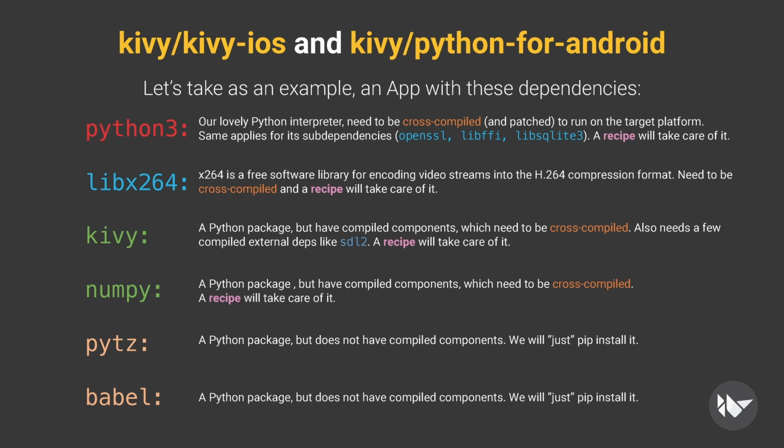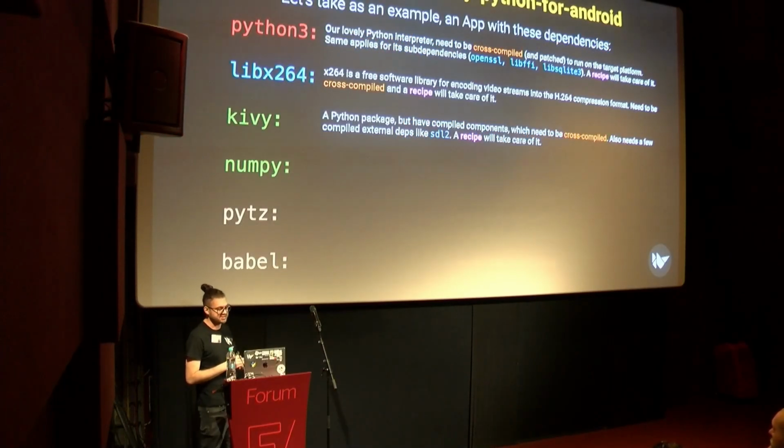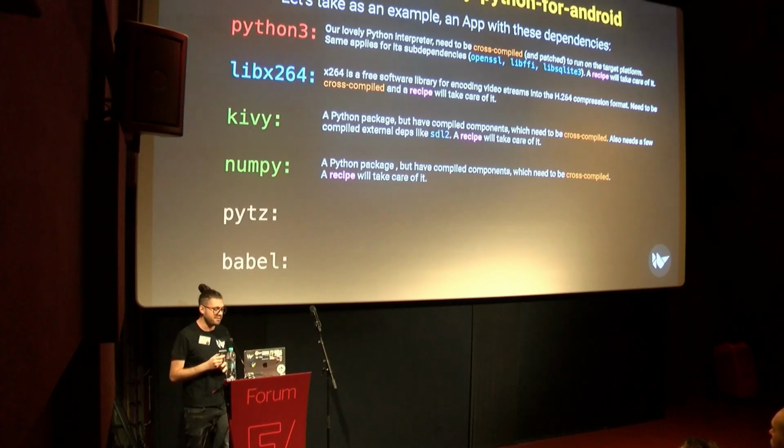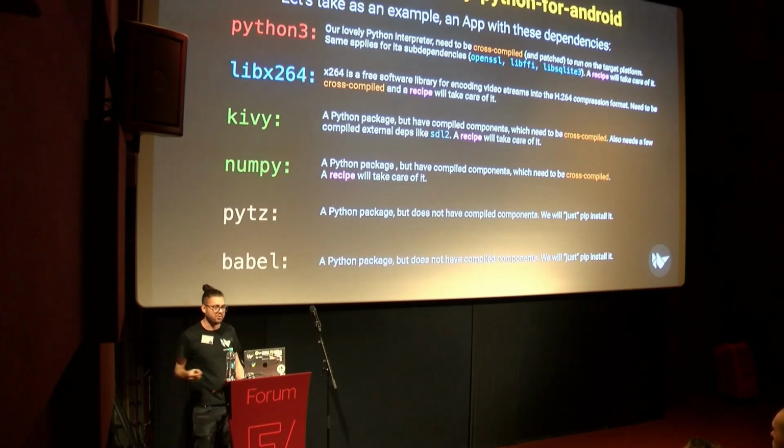Then we have libx264. x264 is a free software library for encoding video streams into the H.264 compression format. It needs to be cross-compiled, and a recipe will take care of it. Then we have Kivy, which is a Python package but has compiled components, which need to be cross-compiled, and also needs a few compiled external dependencies like SDL2. A recipe will take care of it, and something similar happens for NumPy. So again, a recipe will take care of it. And then we have PyTZ and Babel, which are just plain Python packages, and we can just pip install them, yeah, with the proper CLI flags.